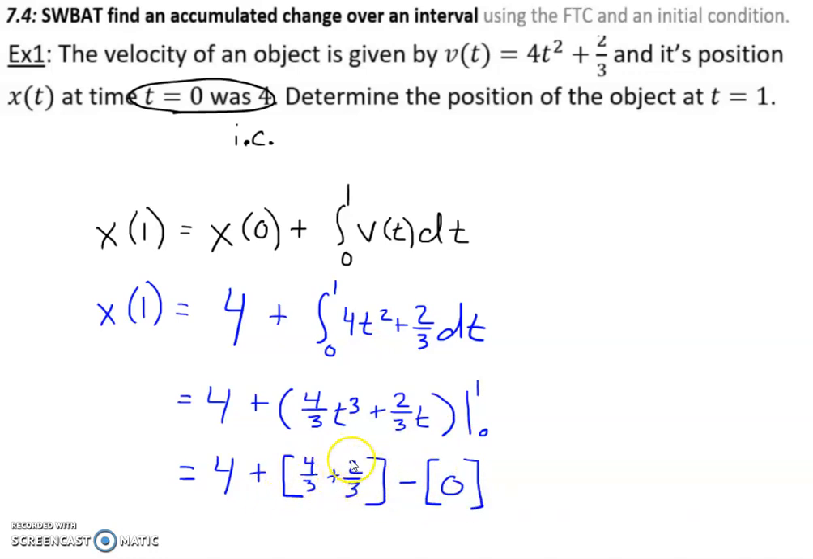4/3 plus 2/3 is 6/3, so this is all 2. So this whole thing just says 4 plus 2. So what that says is x of 1 equals 6. We started at 4. It turned out we accumulated a total of 2 units of change, and it came out to 6.